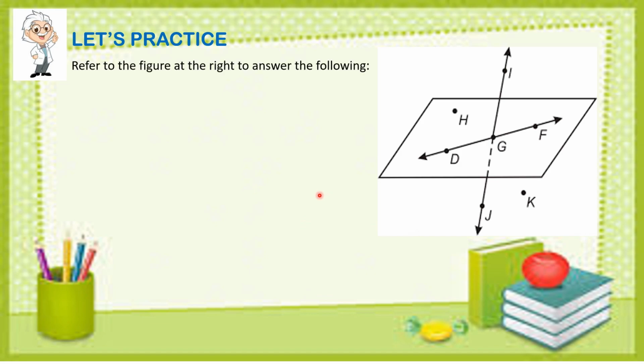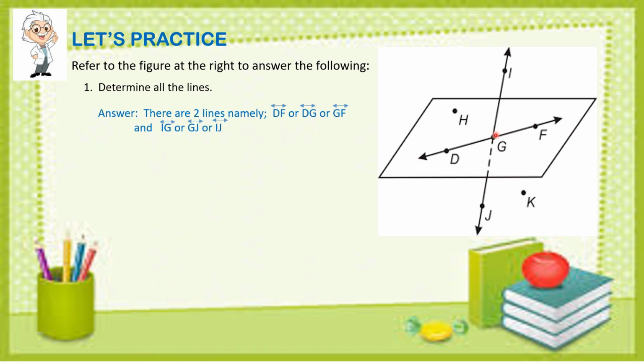Refer to the figure at the right to answer the following. Number 1. Determine all the lines. So here in this figure, as we can see, we have 2 lines intersecting at point G. So what are the name of the lines? So this line can be named as line DF, DG, or GF. So any 2 points on this line can be used. And this line can be named as line IG, line GJ, or line IJ.